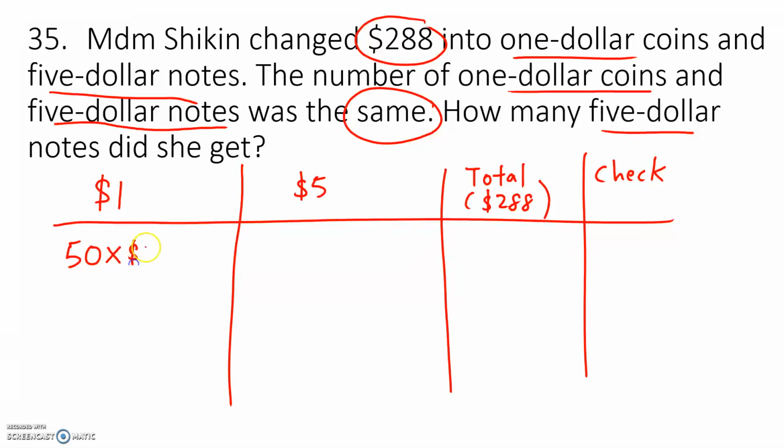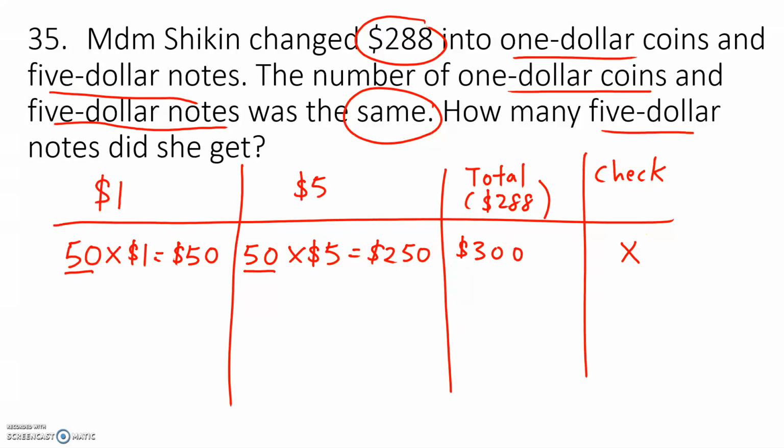Maybe 50 $1 notes, which will give her $50. Now, since the number of $1 notes and $5 notes will be the same, I will also use 50 for the $5 notes. Okay? And I will get $250. Now, if I add up 50 and 250, I get a total of $300, which is not what I want. So I'm going to move the number smaller because 300 is quite big. So maybe let me try shifting the number down to 48.